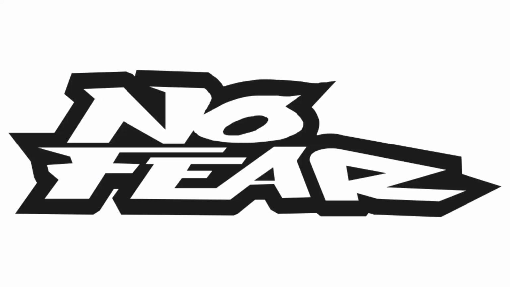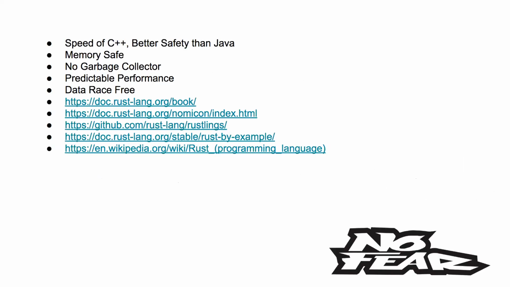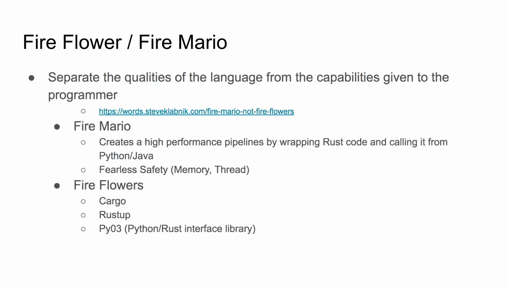The Rust folks like to talk about fearlessness in terms of concurrency or memory safety. So what Rust gives you is the speed of C++, but better safety than Java. It has no garbage collector, has predictable performance, and it's also data race free. There are lots of online resources that can tell you the rest of the Rust story. There are 3 excellent books, which I recommend all of them.